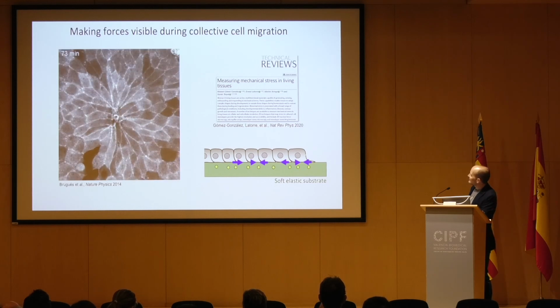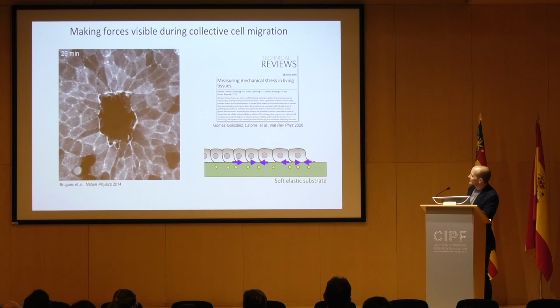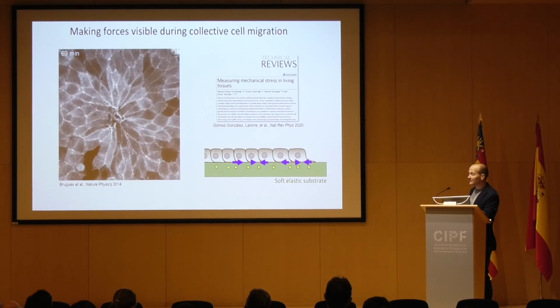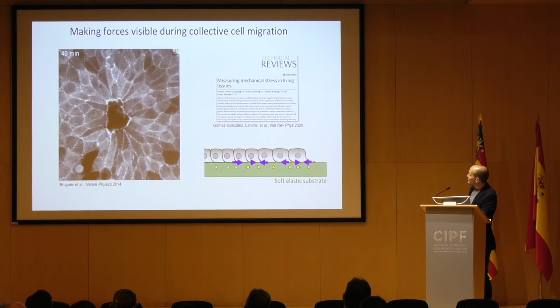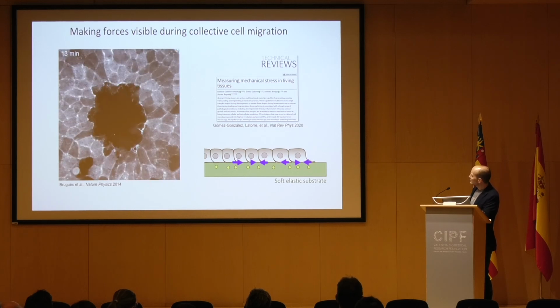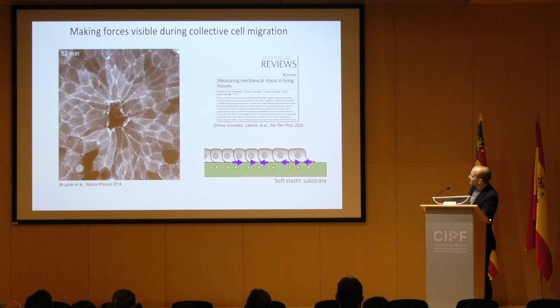You have a group of cells that are migrating in this direction. As these cells migrate, they generate forces on their underlying substrate. These forces are very small. They are on the order of nanonewtons, so very, very small. So the idea is that if you make a substrate that is very soft, like a hydrogel, and you insert beads inside the substrate, as these cells are crawling, these forces will deform the substrate.